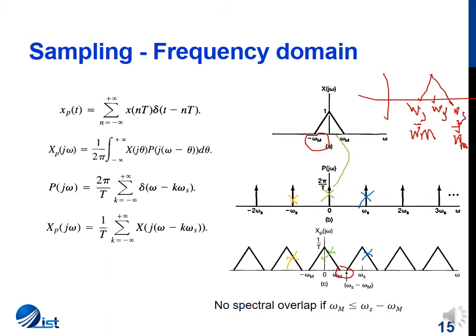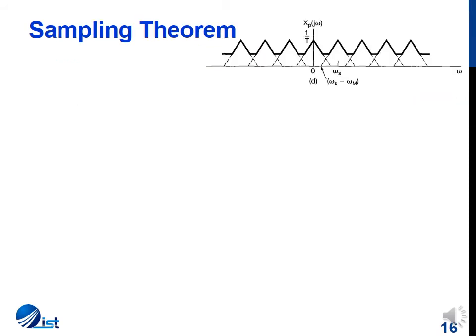So what happens? Let's see. What happens if omega m is greater than omega s minus omega m? Or in words, since omega s is representing the sampling frequency and omega m is representing the maximum frequency possessed by the signal, what happens if the sampling frequency minus the maximum frequency of the signal is less than the maximum frequency? Well, this is what happens. There is spectral overlap, also known as aliasing.